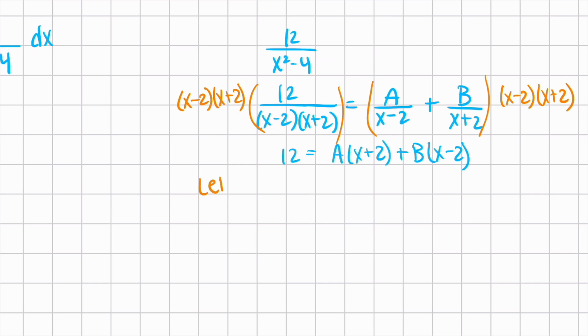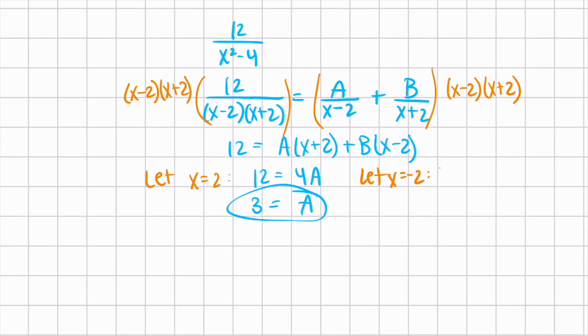To isolate the constants, I'm going to start by letting x equal 2. We get 12 equals 4A, the B term cancels, and A equals 3. I'm also going to let x equal negative 2. That's going to cancel out our A term. We get 12 equals negative 4B, so that means B is negative 3. So A is 3, B is negative 3.